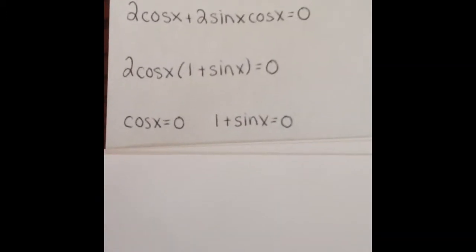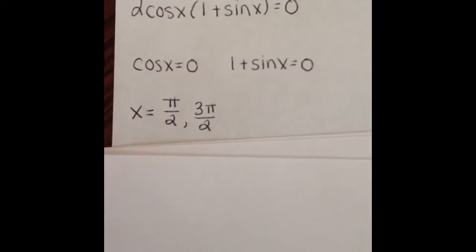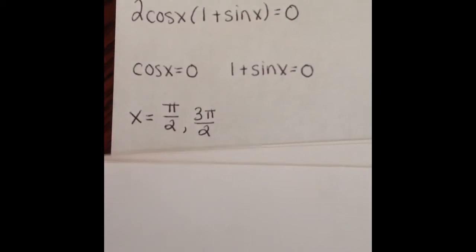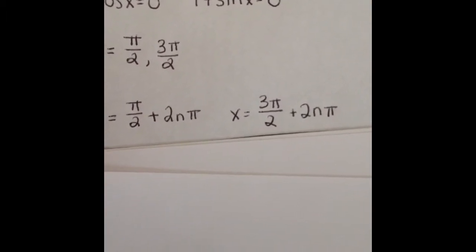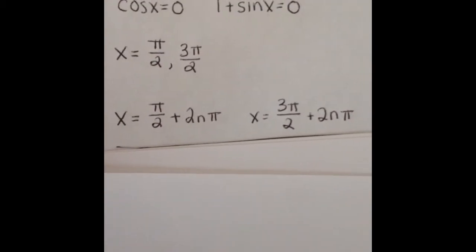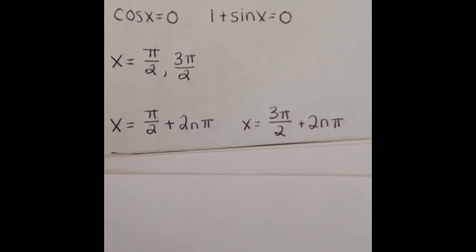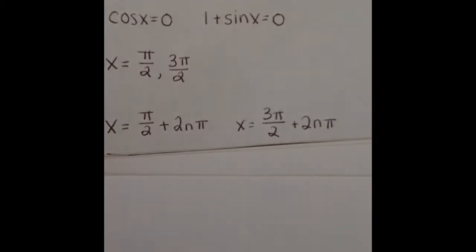Set both of these factors equal to 0, so cosine x equals 0 and 1 plus sine x equals 0. You come out with the solutions x equals pi over 2 and 3 pi over 2. Without restrictions of 0 to 2 pi, you have to add plus 2n pi to your solutions. So your final solutions are x equals pi over 2 plus 2n pi and x equals 3 pi over 2 plus 2n pi.